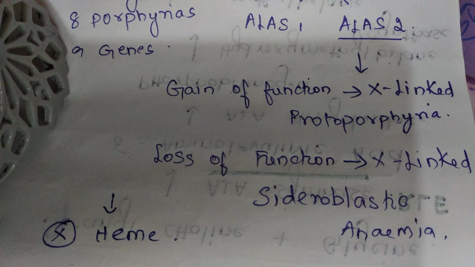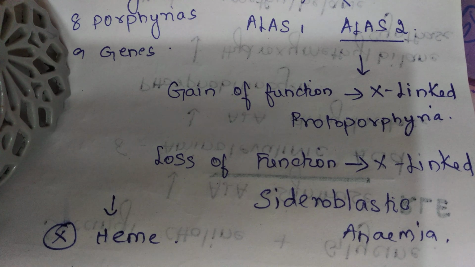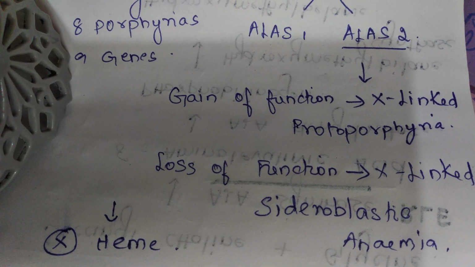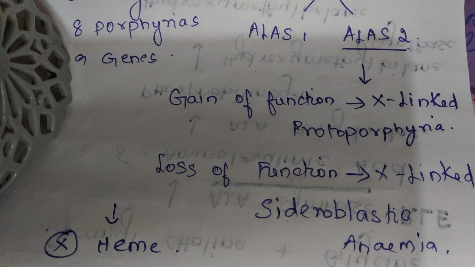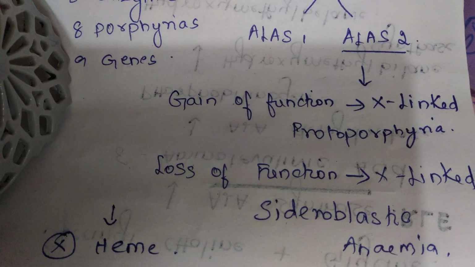When there is a loss of function in ALA synthase 2, it is going to stop in the first step itself. So no more heme synthesis will occur, and hemoglobin will not be formed. So the patient would ultimately end up with sideroblastic anemia.